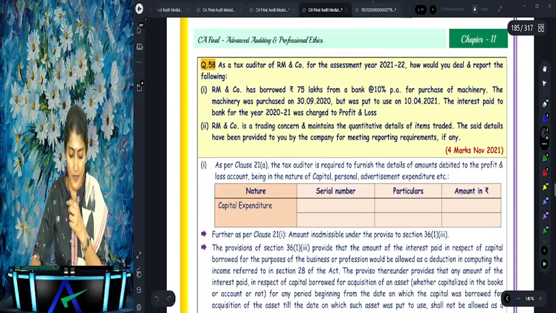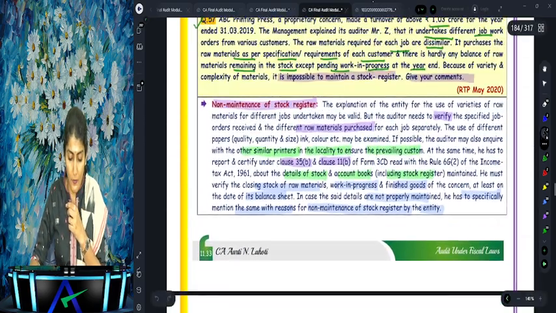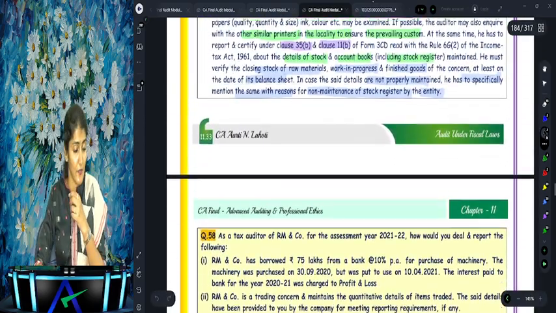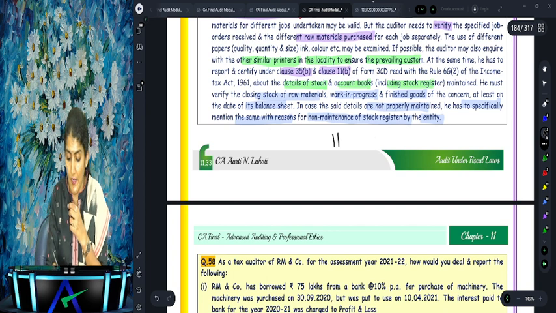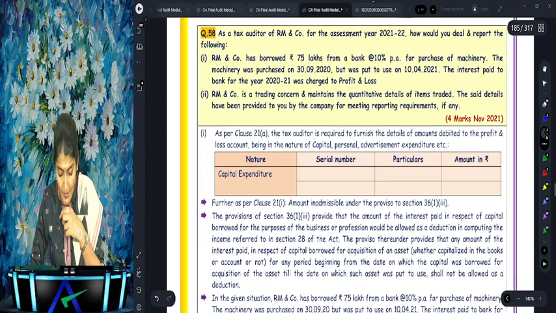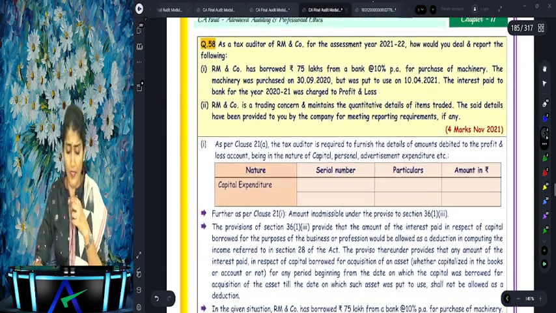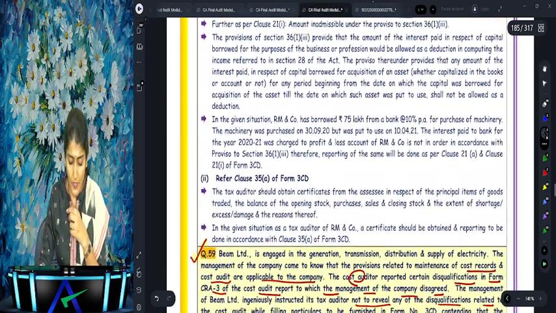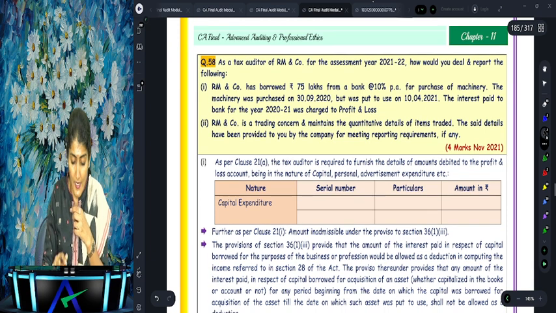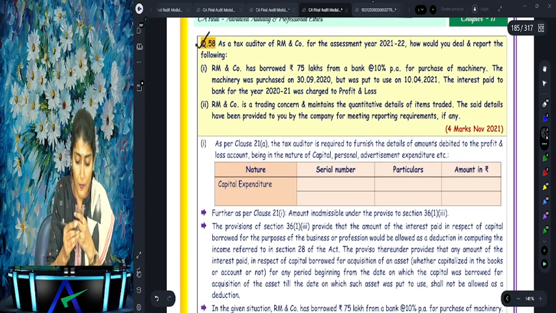57, have we already seen that? Right, 57, what is it regarding the non-maintenance of the stock register? So we said clause 11 and clause 35 of the form 3CD, right? Clause 11 and clause 35 of the form 3CD. Okay, right. And now again over here, question number 58.